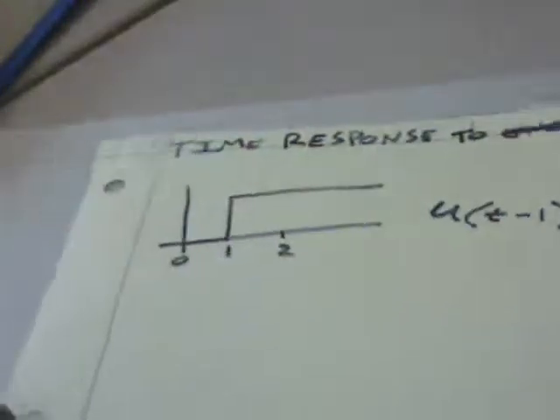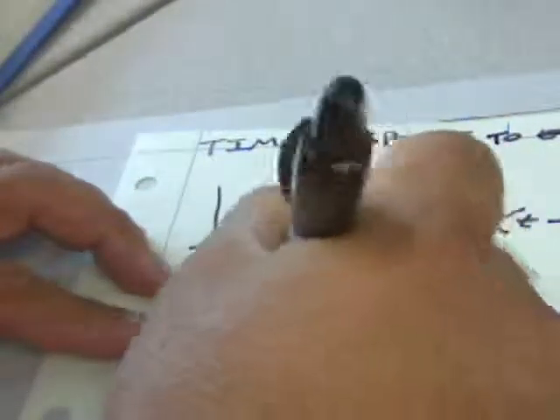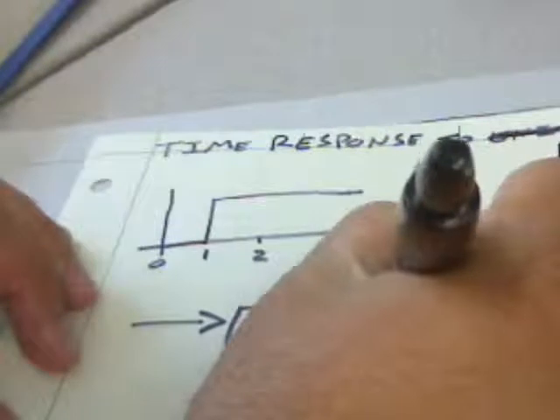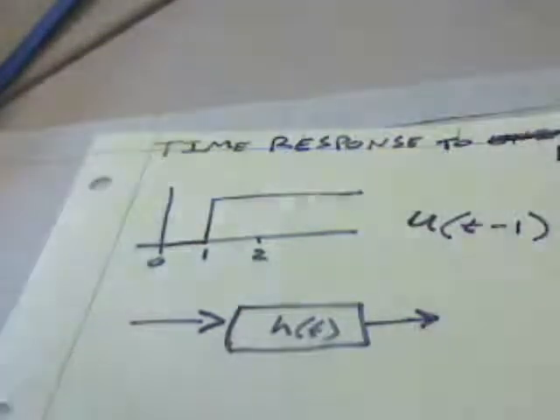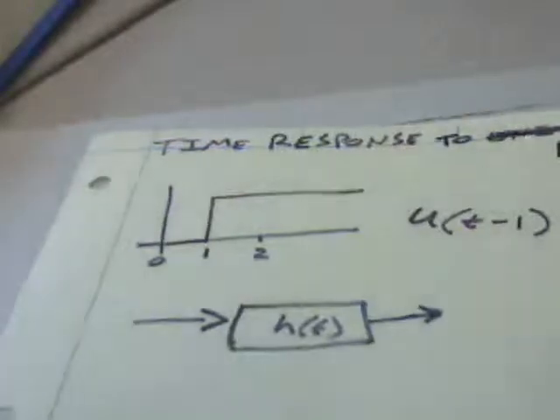What we're really wanting to talk about is what happens if we put this step signal into some system. What is the output going to be? In general, there are a few things that we know could happen with this, so let's look at that.